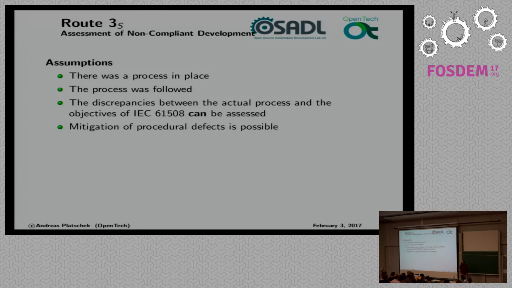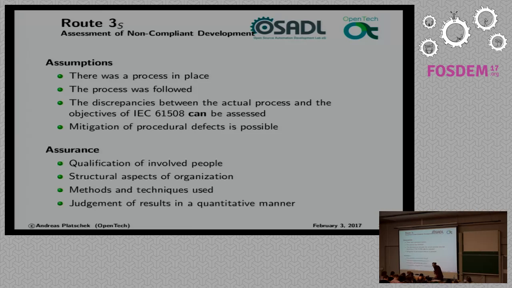So basically, we have some assumptions. In this route, the first assumption is that we actually have a process in place that is defined. Of course, this process also has to be followed. It's not a problem if there are discrepancies between the actual process and the process that is defined, but we have to be able to assess the discrepancies, and if there are procedural defects, we need to assign mitigations to counteract those.